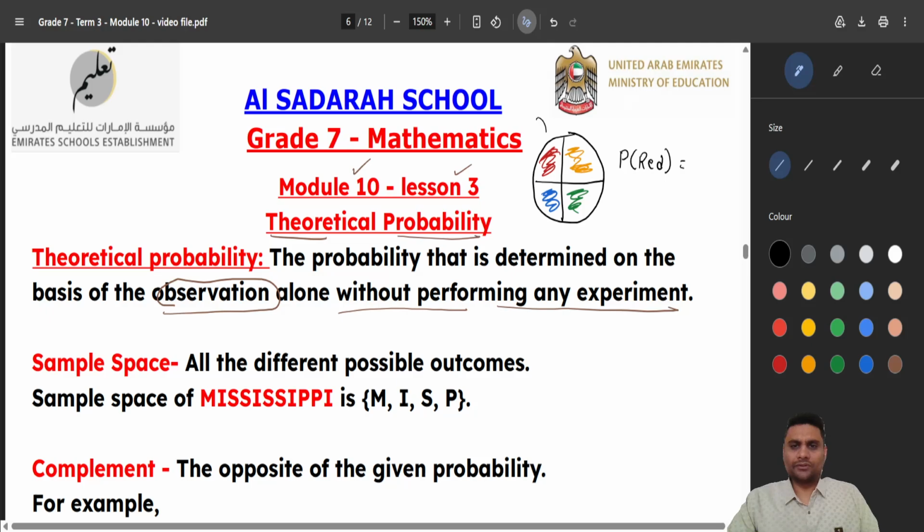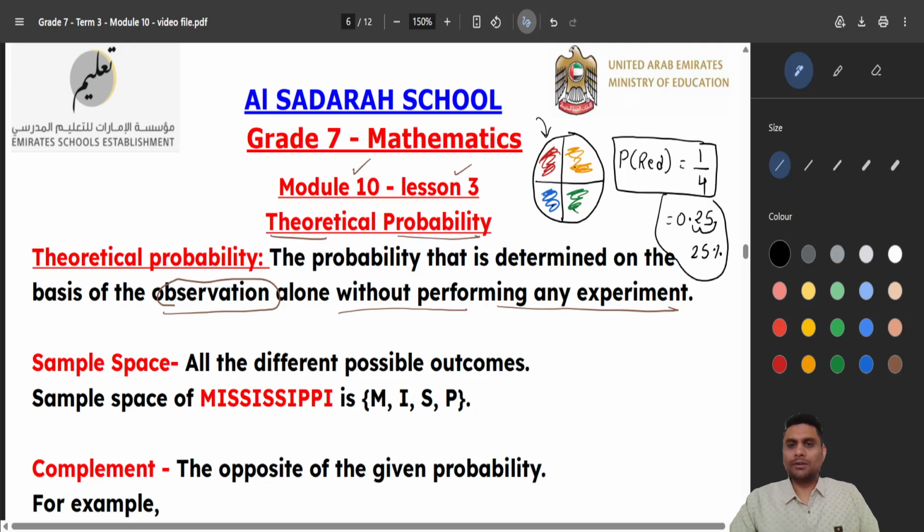So you will observe this spinner. How many reds do you see inside this spinner? Only one red, right? There is only one red. Out of total how many sections? One, two, three, four. Out of four sections, right? So the probability of getting a red color here is 1 out of 4, 1 over 4. That will be 0.25 in decimal. And in percentage, if I move the decimal two steps, it will become 25%. So this is my theoretical probability.